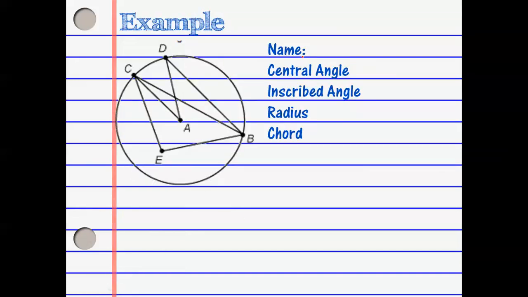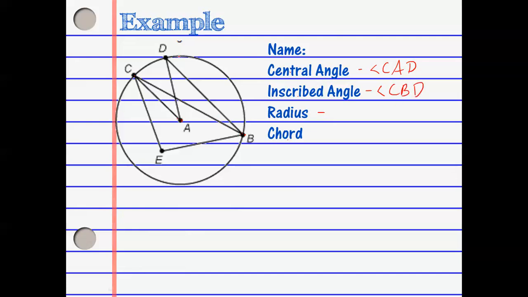Here it says name a central angle, inscribed angle, radius, and chord. Okay, so remember, central angle is here in the middle. So a central angle, if we look here, would be CAD. So we could say angle CAD is a central angle. All right, an inscribed angle has to have all 3 points lie on the circle, and the vertex has to lie on the circle. So an inscribed angle here could be CBD.